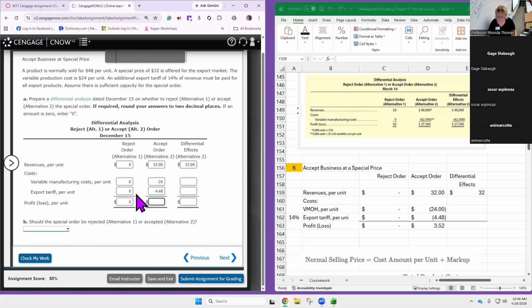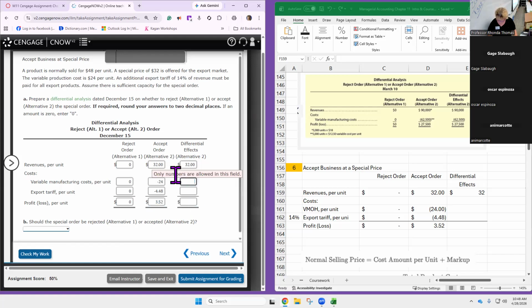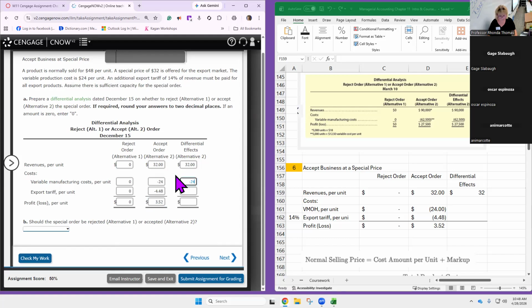And then down here we've got a profit of $3.52, and then we have a negative 24 and a negative 4.48. And so this number just happens to be the same. So basically, whatever you calculate here as accepting the order, if this is 0 or greater, it would be up to you, the business, to decide.